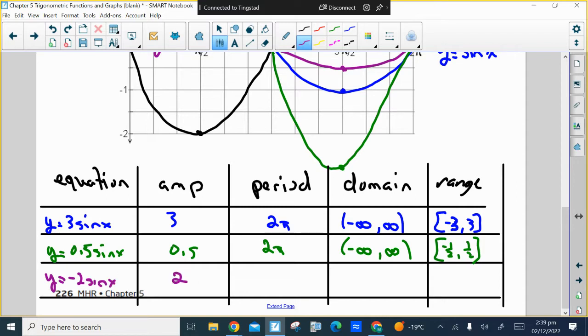The amplitude was 2. So what we're seeing is that the amplitude can be found by taking the absolute value of a, which corresponds to the vertical stretch factor. As we saw above, when we have an a value introduced, you get a vertical stretch by a factor of the absolute value of a. That also gives you the amplitude. Period didn't change, domain didn't change, but the range did. Remember, when you write using interval notation, it's always smaller value to larger value. So -2 to +2.